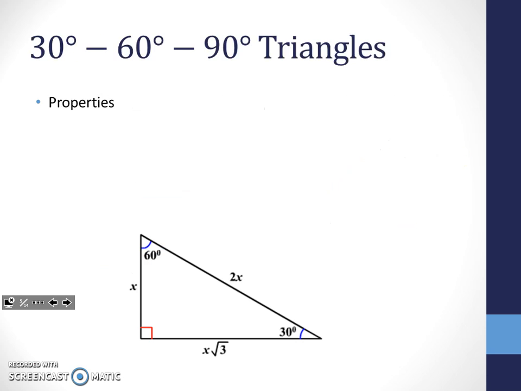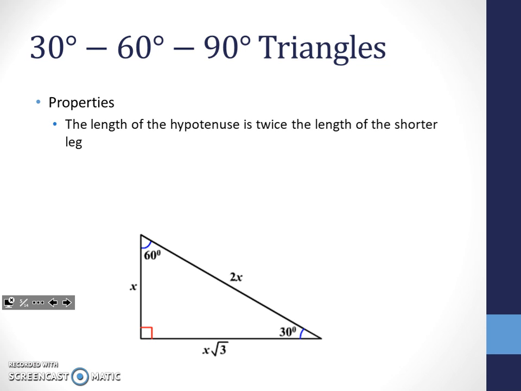Okay, other triangle, a 30, 60, 90 triangle. Properties for this, the length of the hypotenuse is twice the length of the shorter leg. Okay, first off, where's my shorter leg, where's my long leg, where's my hypotenuse? Your shortest leg is going to be across from the shortest angle, or the smallest angle. So the shortest leg is across from the smallest angle, so that'd be 30 degrees. My long leg is going to be across from my 60-degree angle. And then, of course, our hypotenuse is opposite of the 90-degree angle.